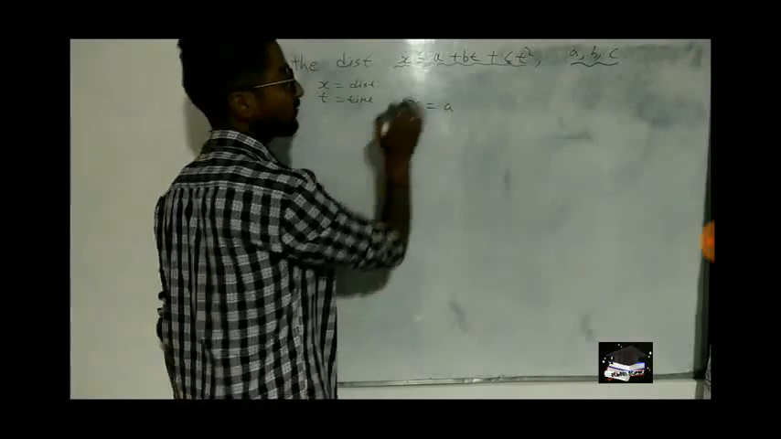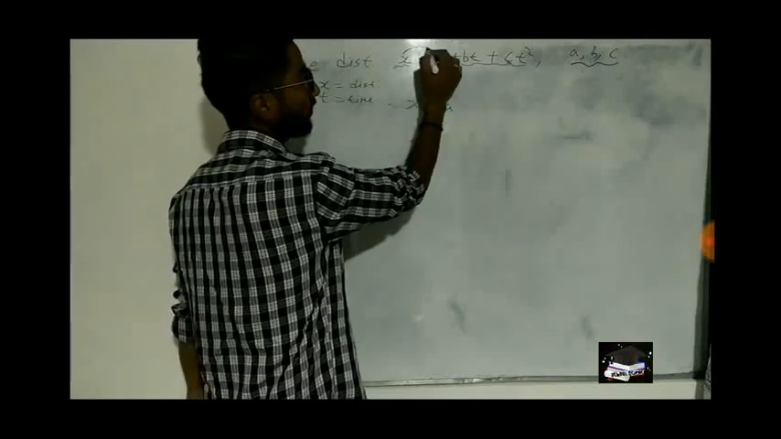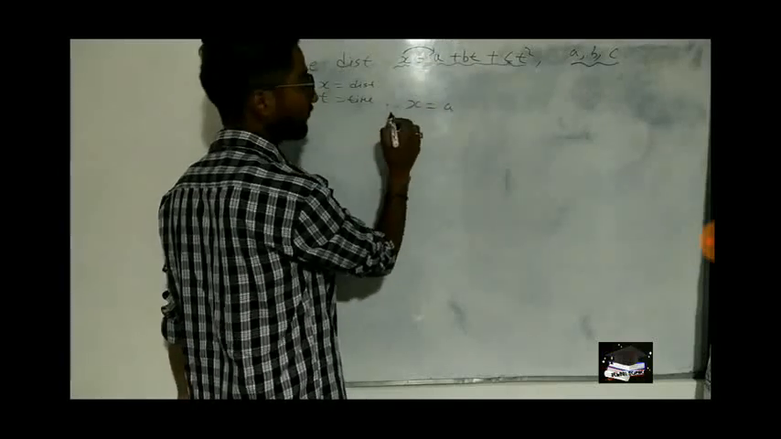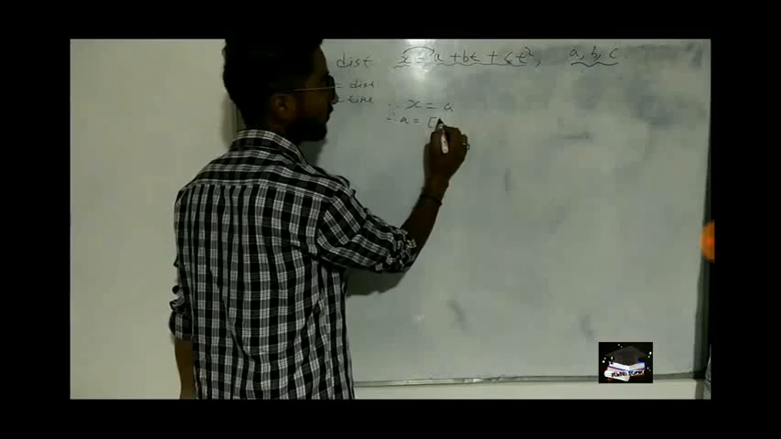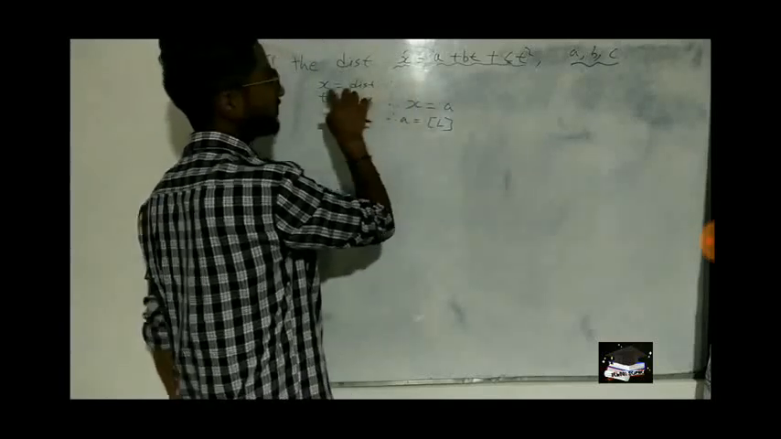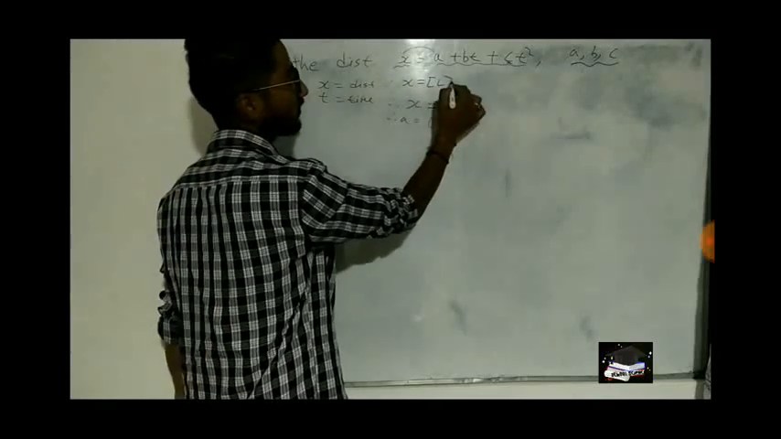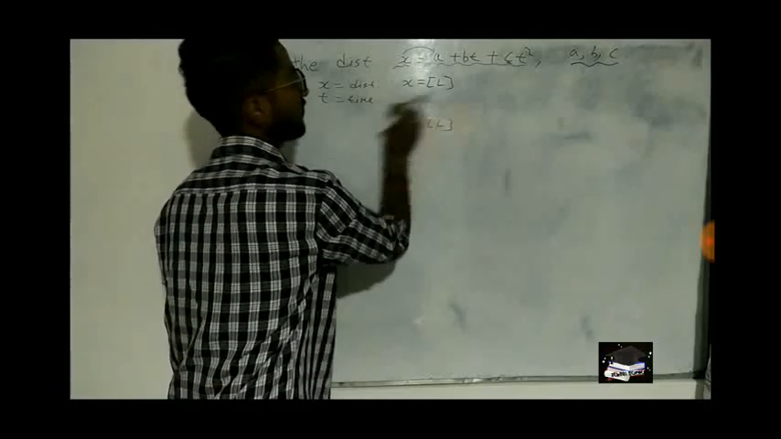We have to do this term-wise because there is a plus sign in between. We'll first do only with a. x equals a. Since x is distance, the dimension of x is L, so the dimension of a is L. This will be our first step. Let me note this first step.